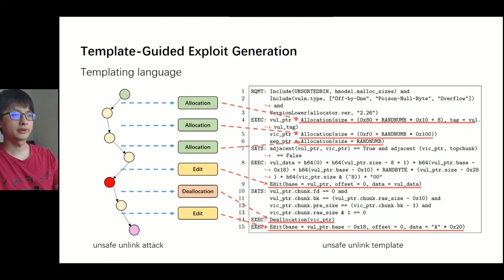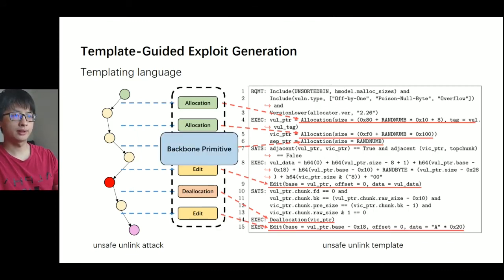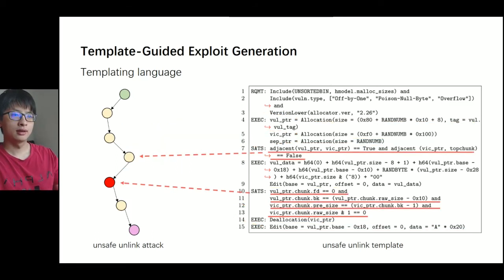The code on the right of the screen is the template of an unsafe unlink. It consists of the necessary heap primitives for launching an unsafe unlink attack, and we call them backbone primitives. Only backbone primitives are not enough, as even slight changes in the target program result in the need for vastly different exploitation strategies. Thus, the template also describes the shape of intermediate states, and we call them layout constraints.